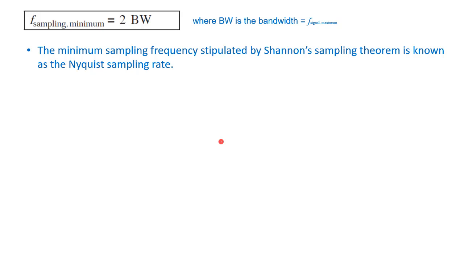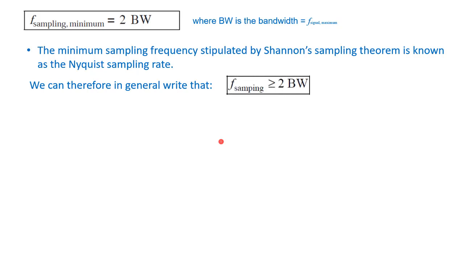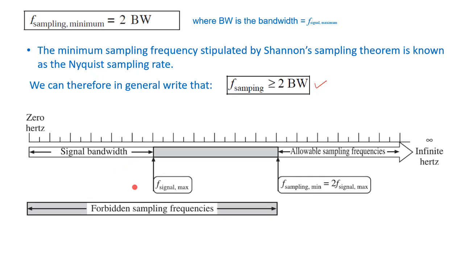The minimum sampling frequency stipulated by Shannon's sampling theorem is known as the Nyquist sampling rate. So in general we can write that the sampling frequency should be greater than or equal to twice the bandwidth. We already discussed all these things, that this is your forbidden sampling frequency range, up to sampling frequency equal to twice the maximum signal frequency, and this is your allowable sampling frequency range. Up to infinity it can be, but it should have a finite value.